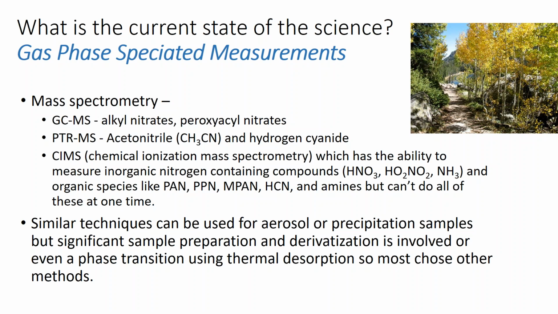And so that makes it a significant drawback for many groups because it takes much longer to do these. Some people, you can use a phase transition too. You can use thermal desorption off your filter to get your sample to the gas phase. But often people choose other methods to try to better identify the species in aerosol and precipitation samples.